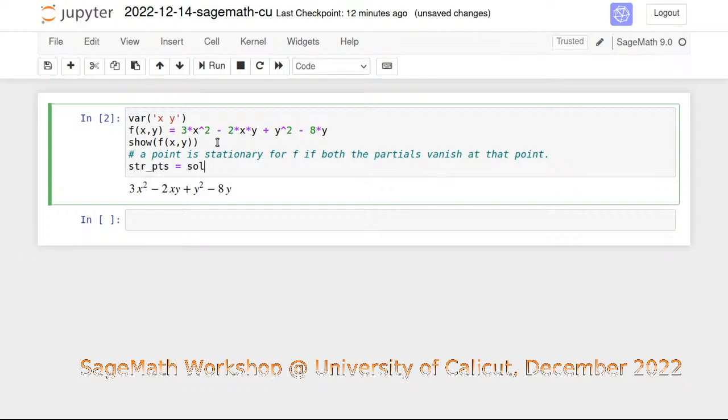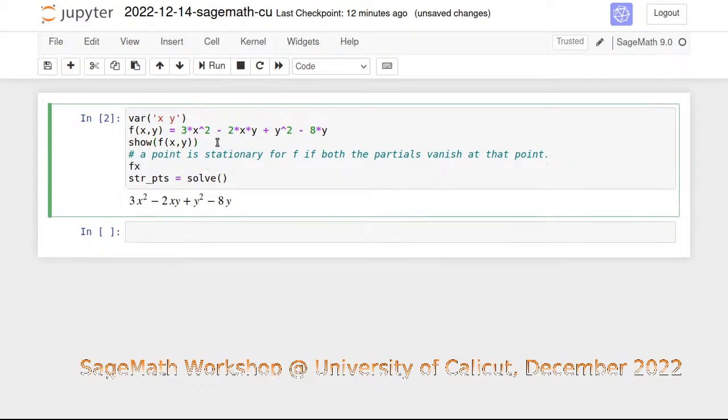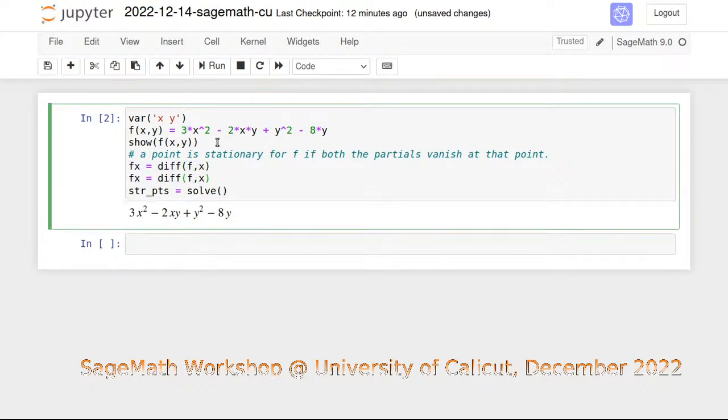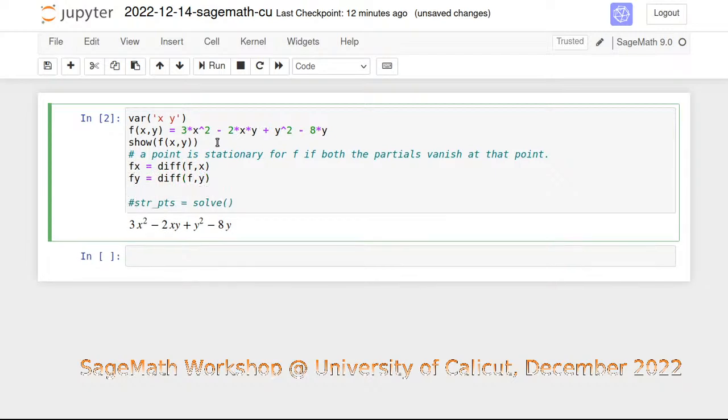Suppose we name that variable like this, and solve. We need fx, so let us find fx here itself instead of doing it inside the solve. Differentiate f with respect to x, that's fx. Similarly, fy is differentiating f with respect to y. And if you want to really see the output, a show command is probably good: fx, fy.